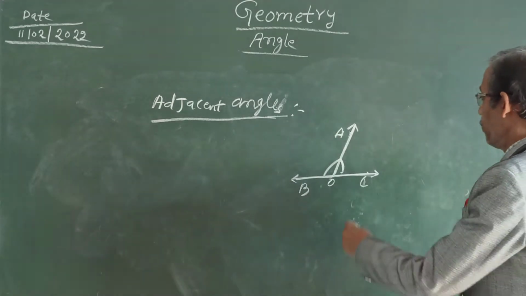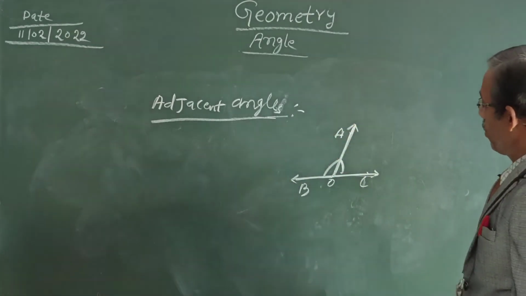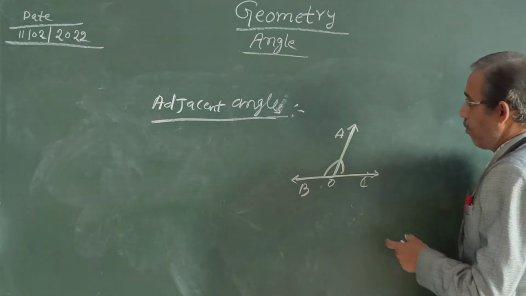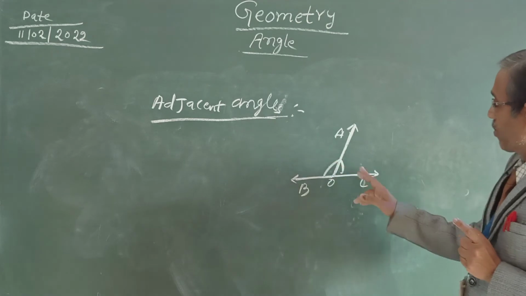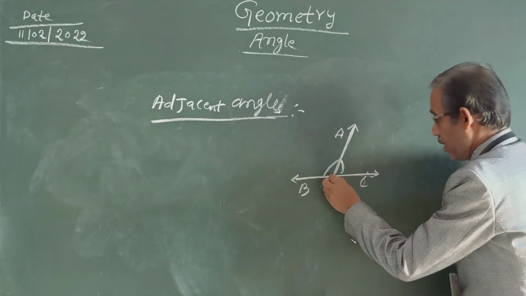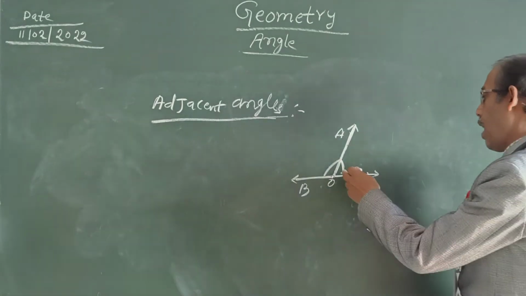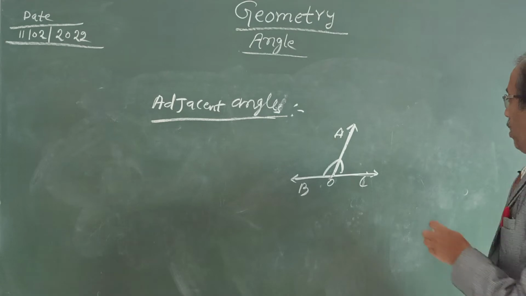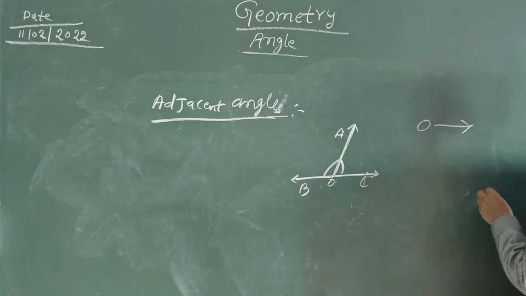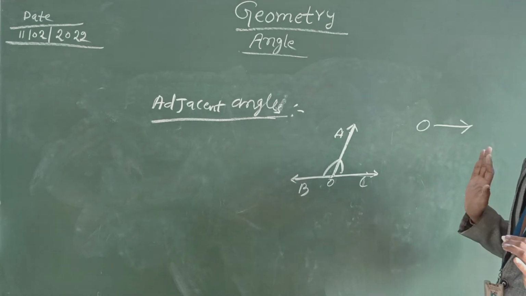Okay? Let here from figure, two angles are formed, angle AOB and angle AOC. These two angles are formed at common point O. So O is the common vertex for these two angles AOB and AOC. Okay?